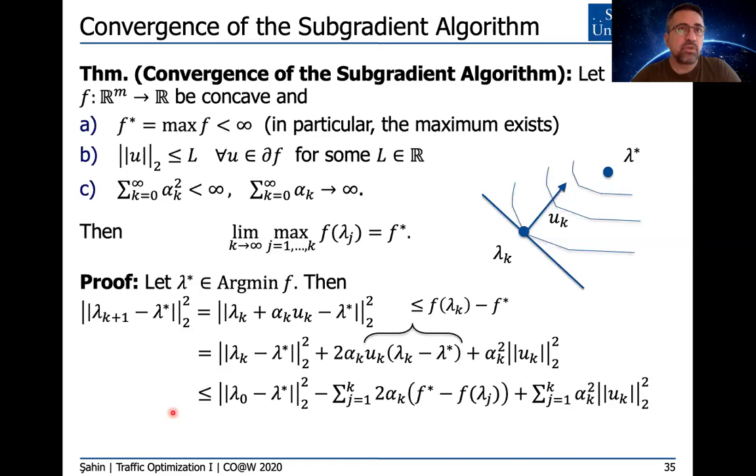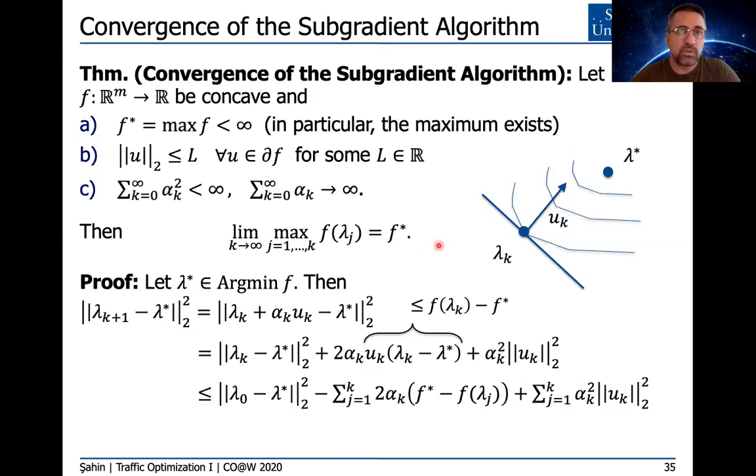Nevertheless, this method works under some very mild assumptions. We first need that the maximum exists. Otherwise, the algorithm can go on forever. We also need some kind of Lipschitz assumption, that the norms of the subgradients are bounded. And we need to choose the sequence of step lengths in such a way that their sum diverges. Under these assumptions, the sequence of iterates converges to the optimal.